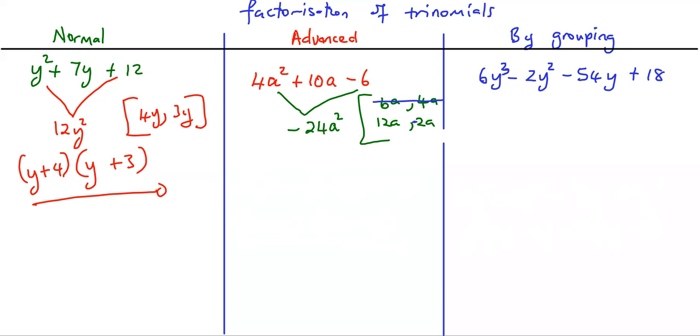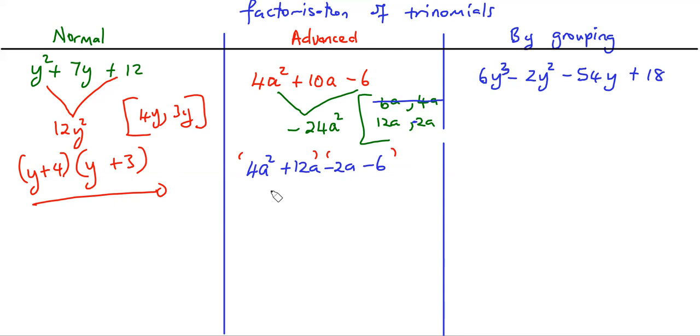So now we can rewrite and substitute our 10a with 12 and negative 2. Then let's write down 4a squared plus 12a minus 2a minus 6. So remember, we are substituting 10a with the factors that you got. Then from there, we're going to separate and group into pairs.